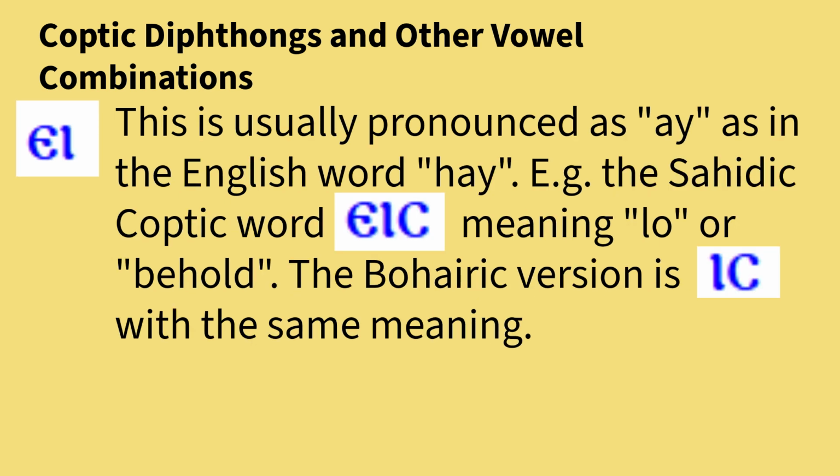We then have epsilon iota. This is usually pronounced as in the English word hey. For example, the Sahidic Coptic word ace, meaning lo or behold. The Bohairic version of that word has the same meaning, and actually raises an interesting question as to whether epsilon iota was pronounced as e or a. I believe in the Greco-Bohairic pronunciation, it is generally pronounced as e in words of Greek origin, and in words of Egyptian origin, it could be pronounced as E or A. I'm not 100% sure on that one.